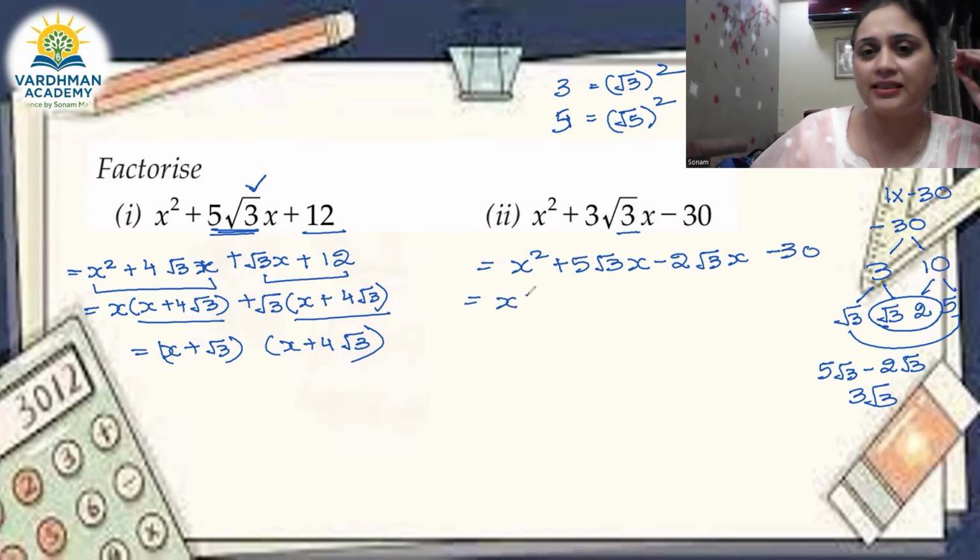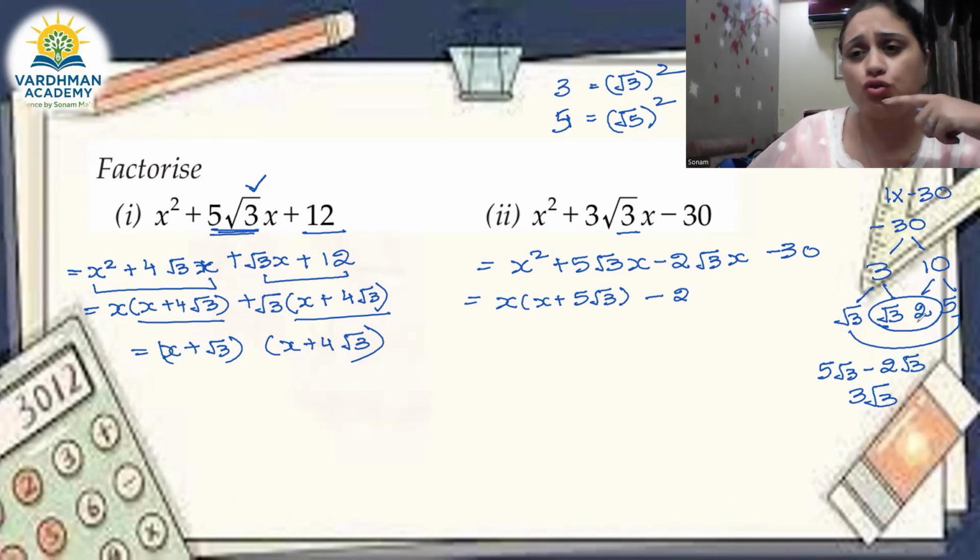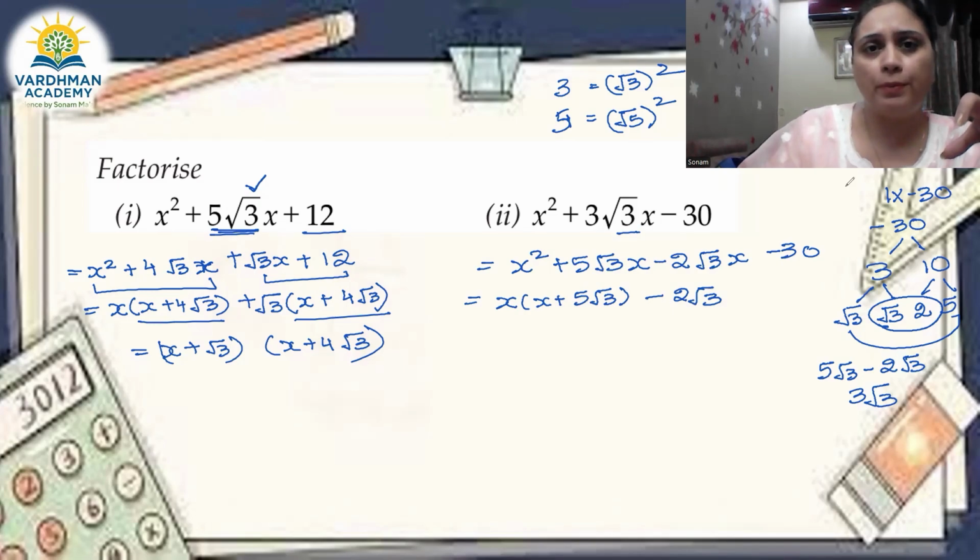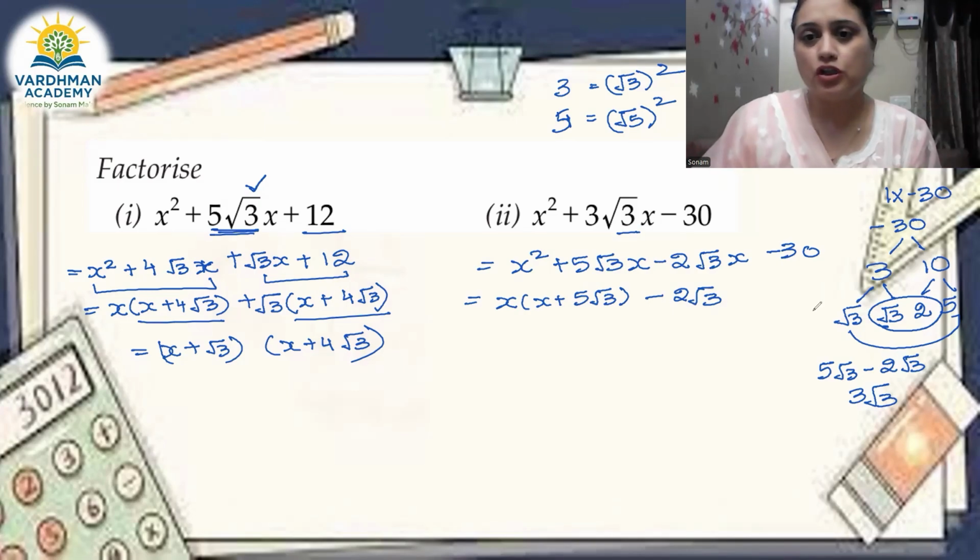So it is x plus 5√3 minus 2. So what can you take common? Can you take out 2√3 common? Absolutely, from 30 it has 2√3. So we will take 2√3 common. Right, children? We have 2√3. We can easily take out 2√3 from 30 as common. So what are we left here, children?